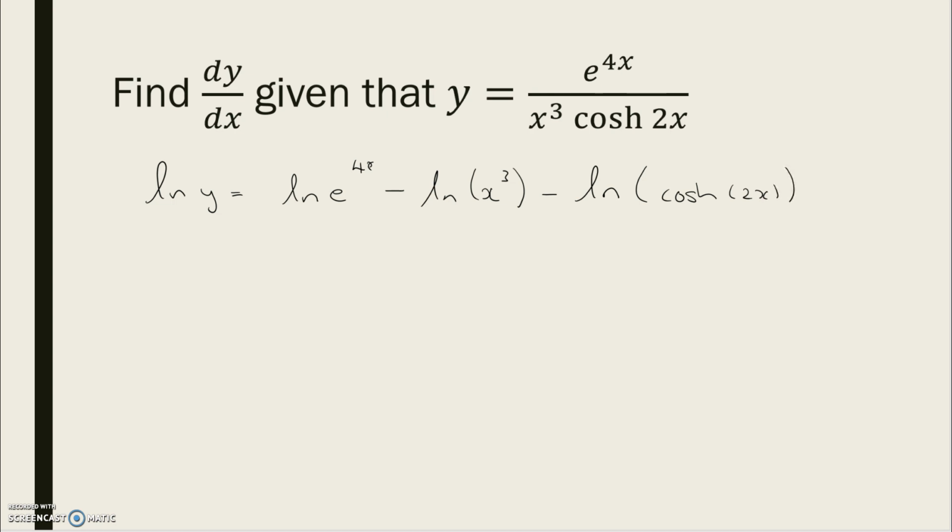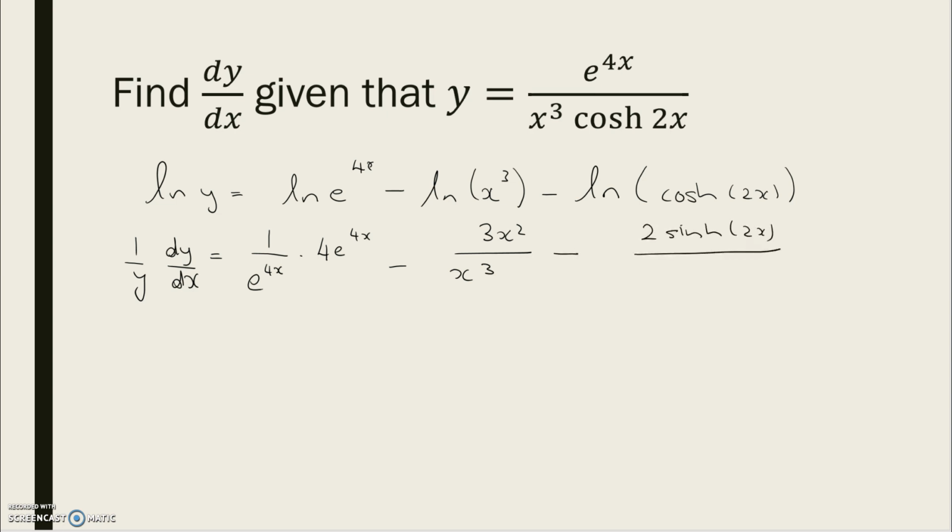And then we do the differentiation, so the derivative of natural log y is 1 over y dy by dx, and the derivative of natural log e to the 4x would be 1 over e to the 4x times the derivative, so it's the derivative of the bracket over the bracket, minus the derivative of the bracket over the bracket, minus the derivative of the bracket over the bracket, and then we now need to multiply both sides by y, and we're done.